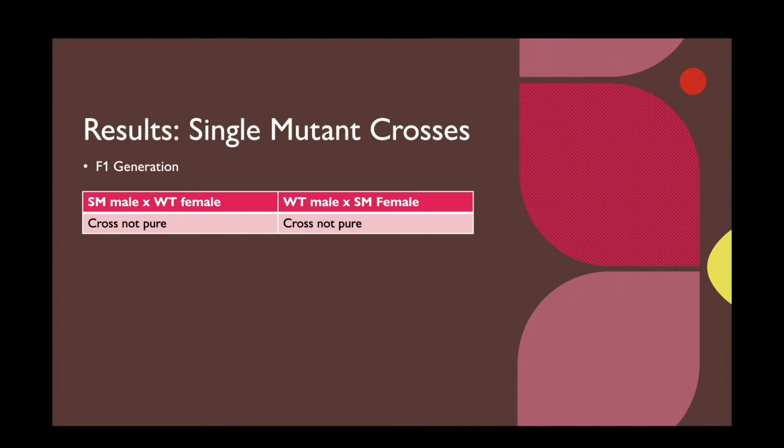These were not the results that we found. Instead, for both the single mutant males with the wild-type females and the wild-type males with the single mutant females, both had single mutant genes present, so both crosses showed the sepia eyes. So the crosses were not pure, which could be due to many possible errors in the experiment.